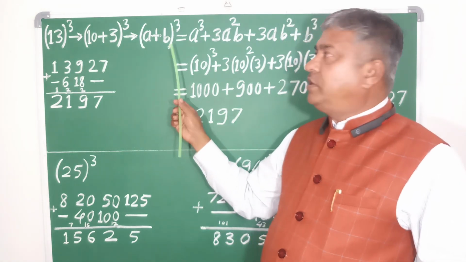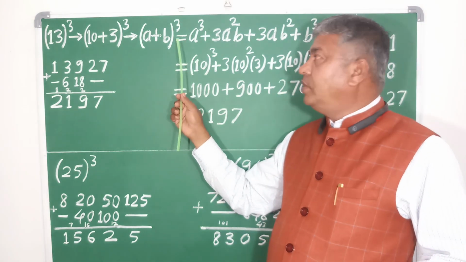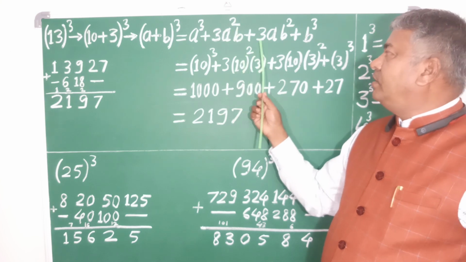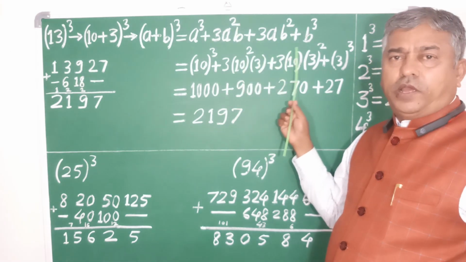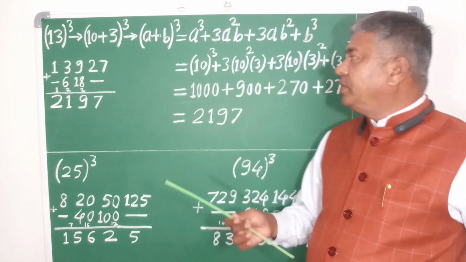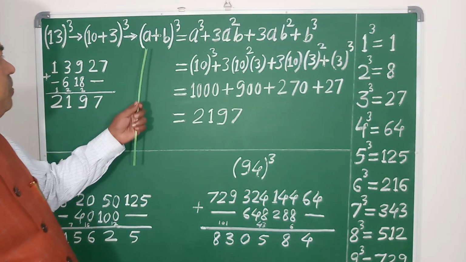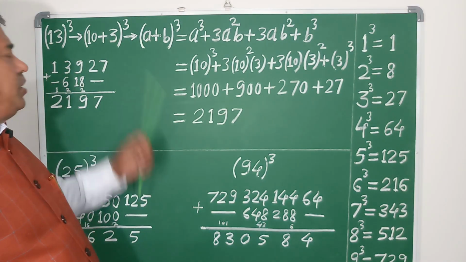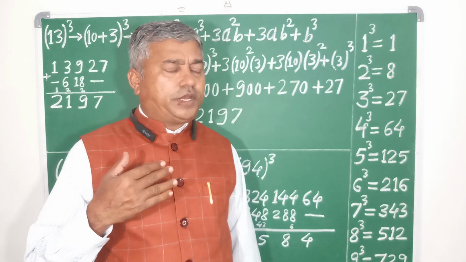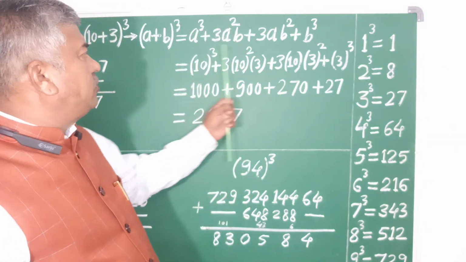For this we apply the cubic formula, (a plus b) whole cube, and its expansion is a cube plus 3a square b plus 3ab square plus b cube. This is the expansion of (a plus b) whole cube. Now the value of a is 10 and the value of b is 3. Now substitute these values, a equals 10 and b equals 3, in this cubic expansion.